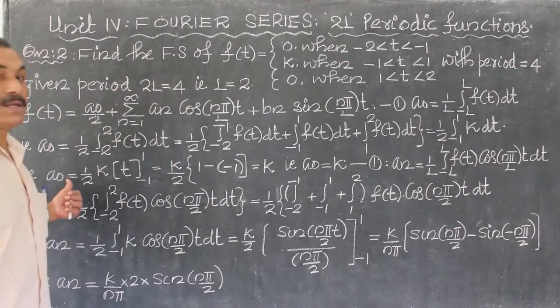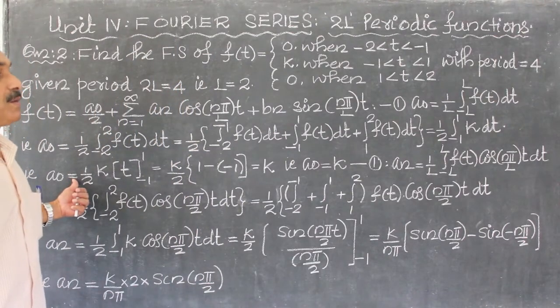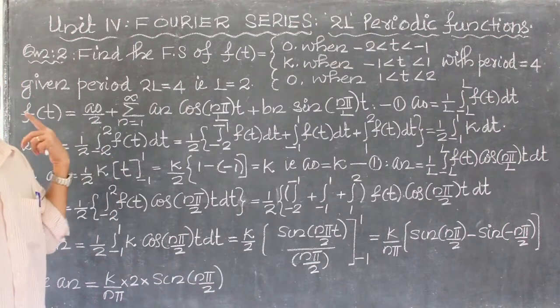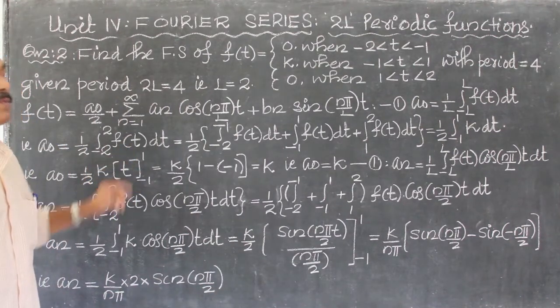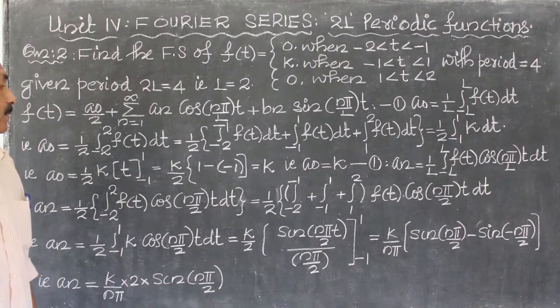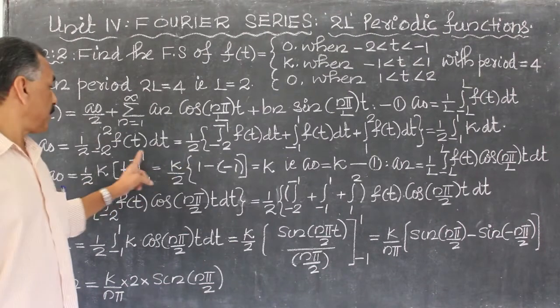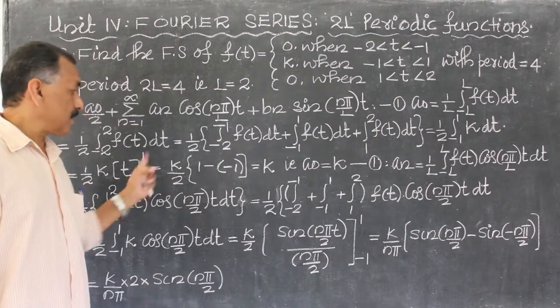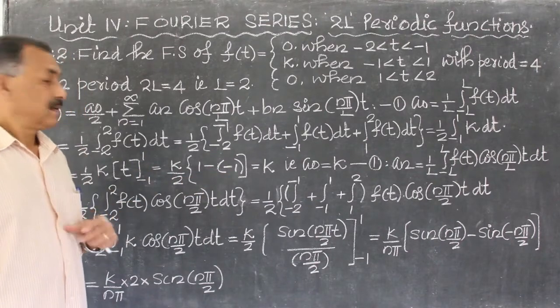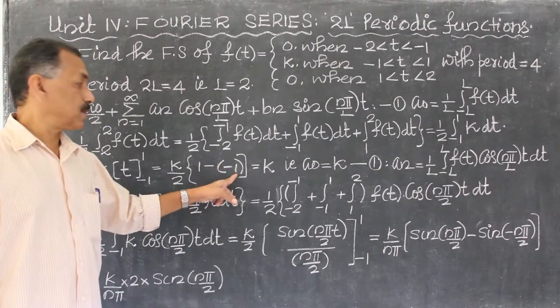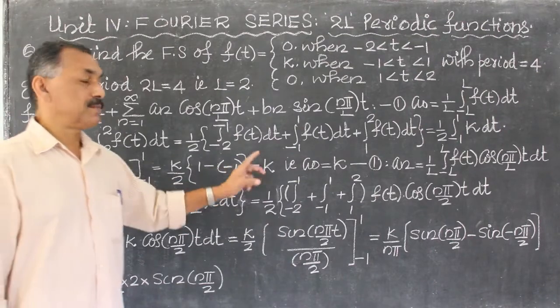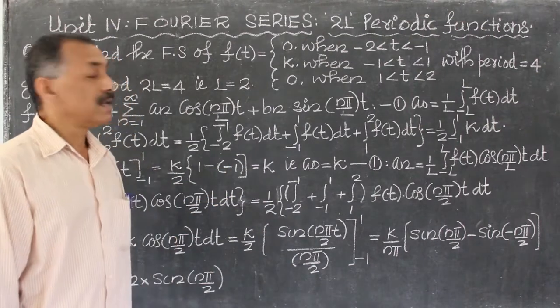That is a0 is equal to 1 by 2 k, with k outside, t between the limits minus 1 to 1. That is k by 2 into, upper limit applied minus lower limit applied, 1 minus of minus 1, that is 1 plus 1. And 2 by 2 cancel, that is equal to k. That is a0 is equal to k.